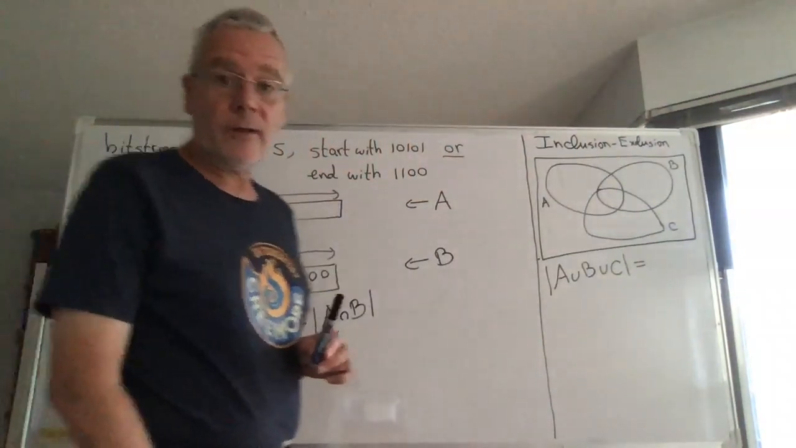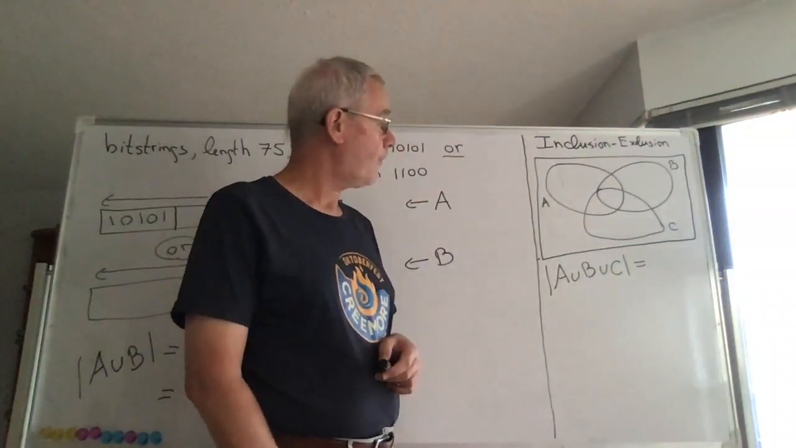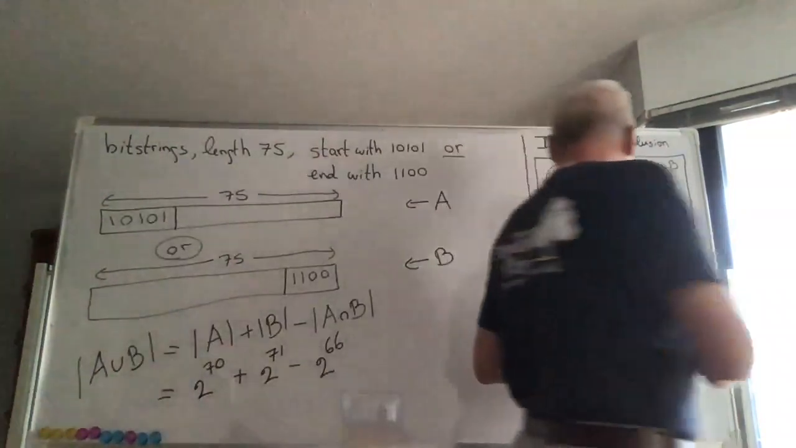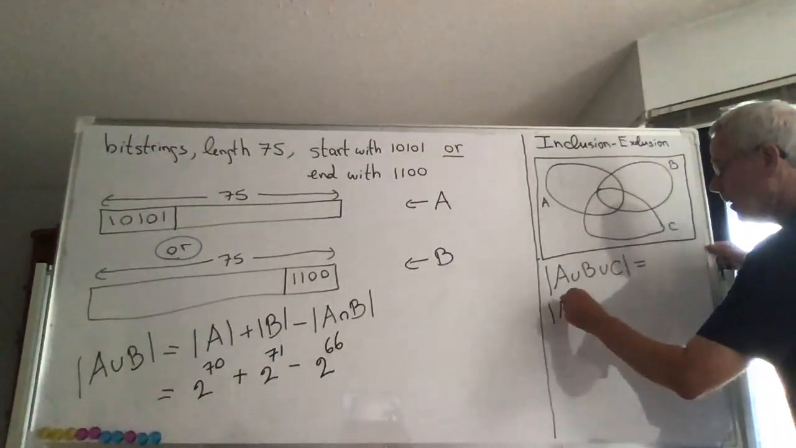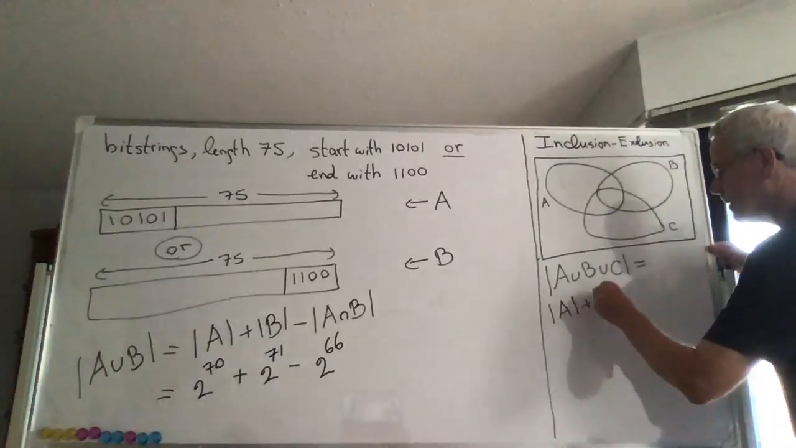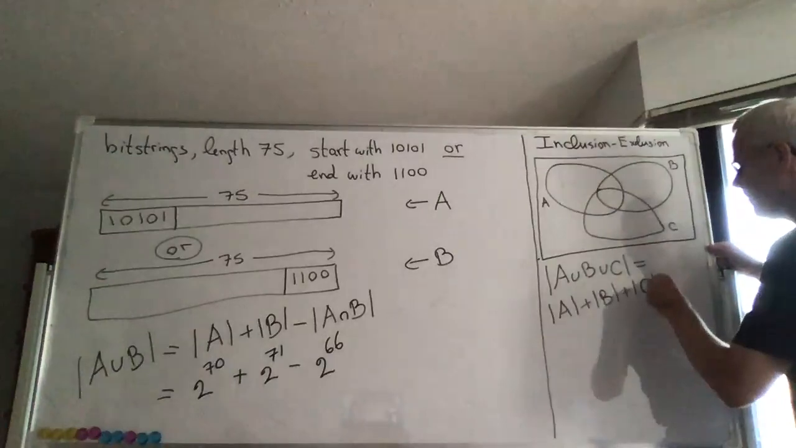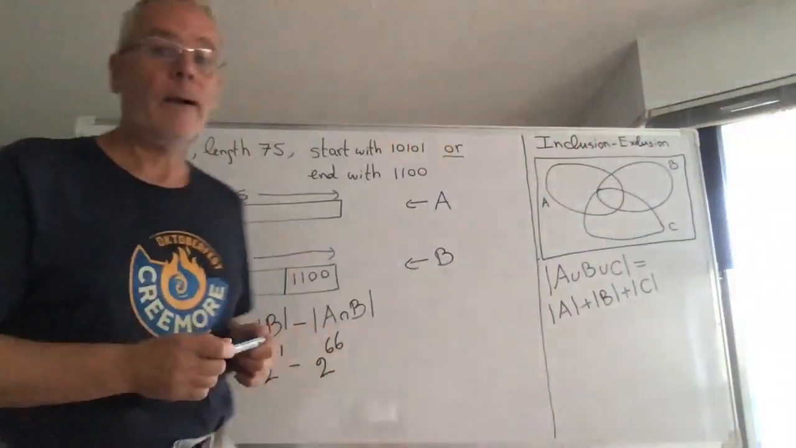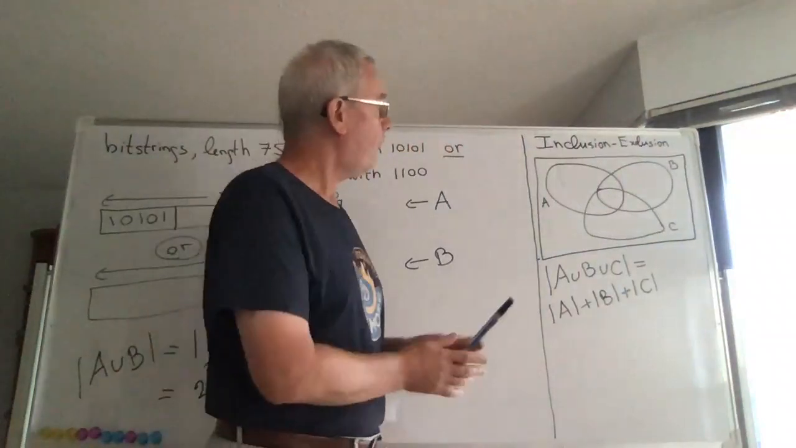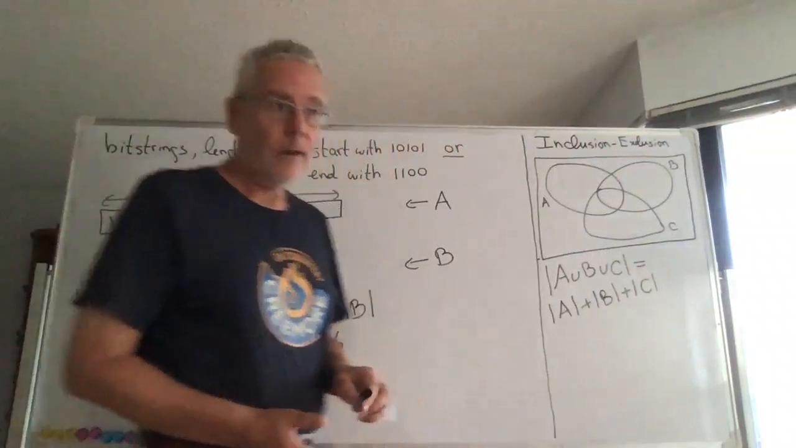Okay, so we're going to use the same principle as we did for 2 sets. So let's start with the size of A plus the size of B plus the size of C. Okay, so we want the size of the union, and we start by including A, B, and C.